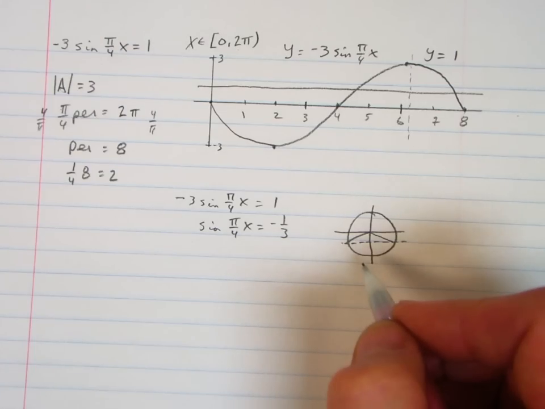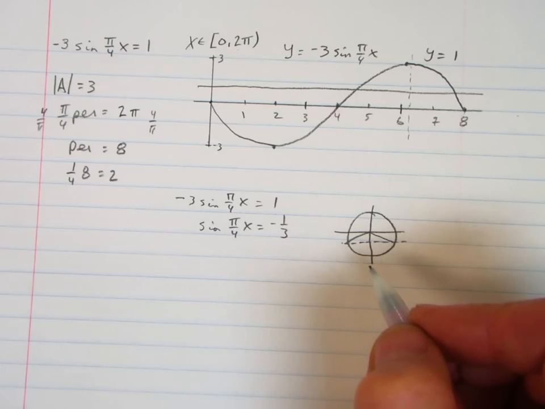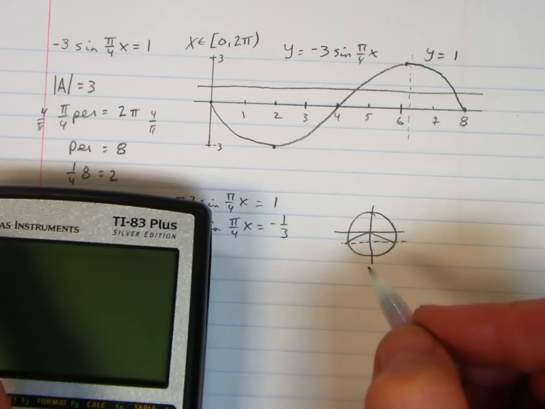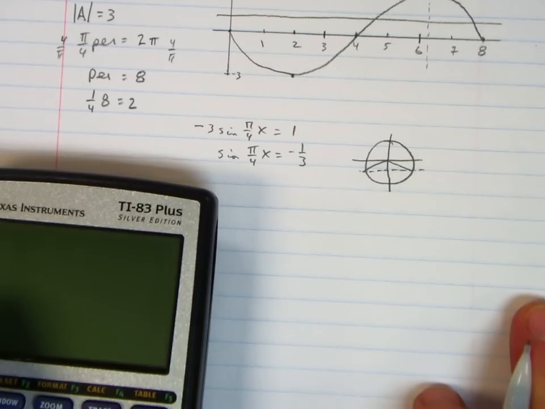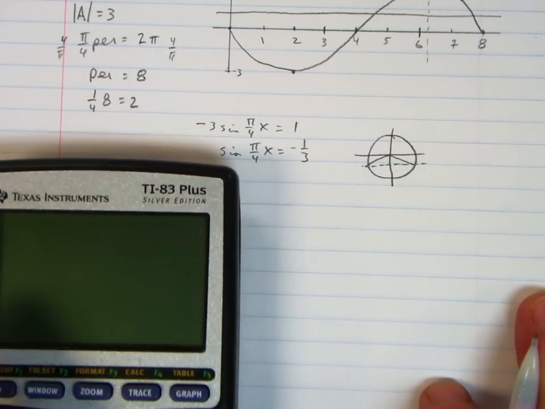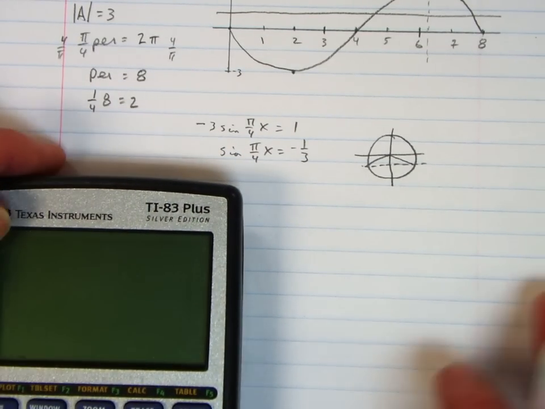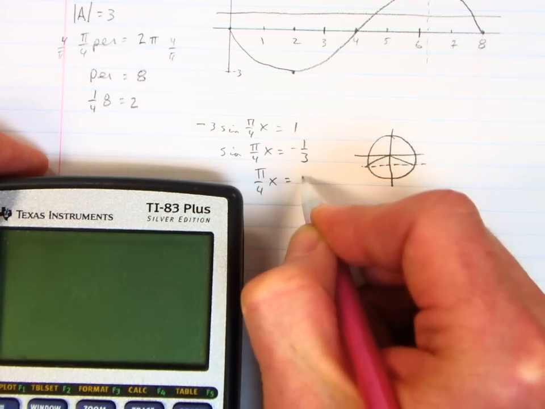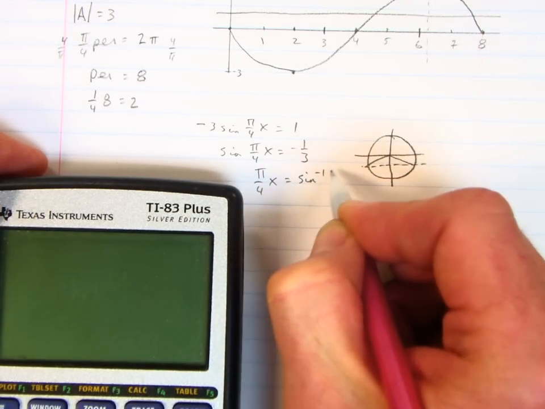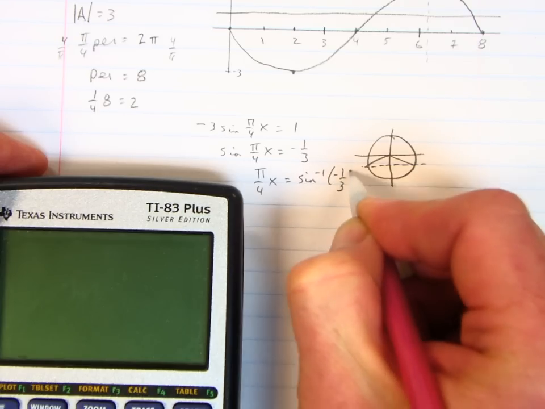Now, is this a unit circle value of -1/3? Hopefully we recognize that no, that is not. Slide this up a little bit so we can see the calculator. What we're going to need to do is say pi over 4x equals the inverse sine of negative 1/3.